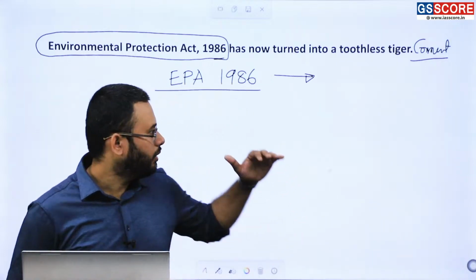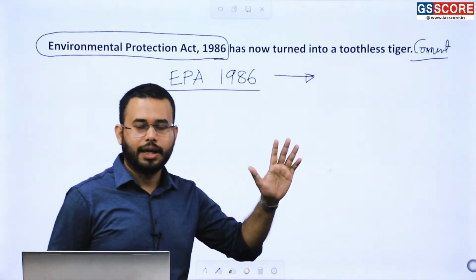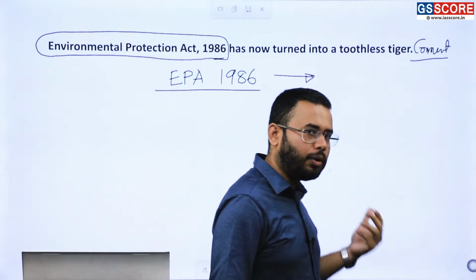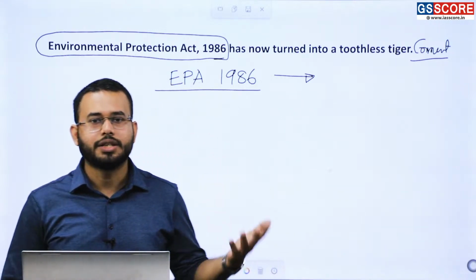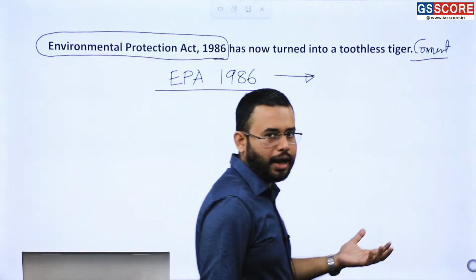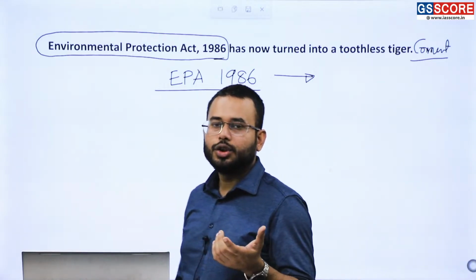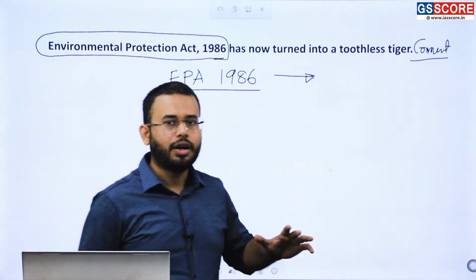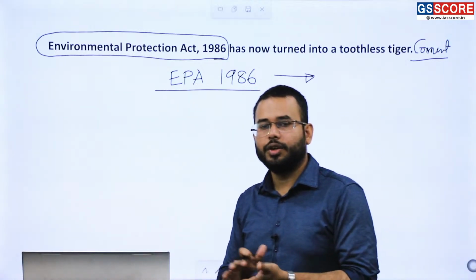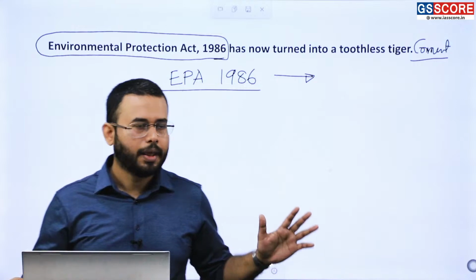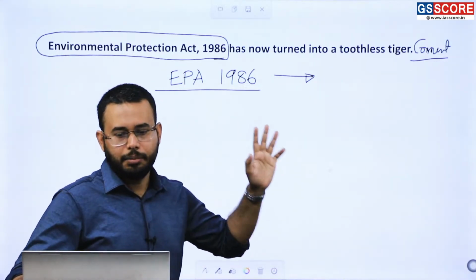So the Environment Protection Act came in 1986 after the Bhopal gas tragedy. Before that also we had legislations like the Wildlife Protection Act of 1972, the Air Act, the Water Act, and the Forest Conservation Act of 1980. But we did not have any umbrella legislation which takes care of the environment in a holistic manner, right? So for that reason, EPA 1986 has importance.